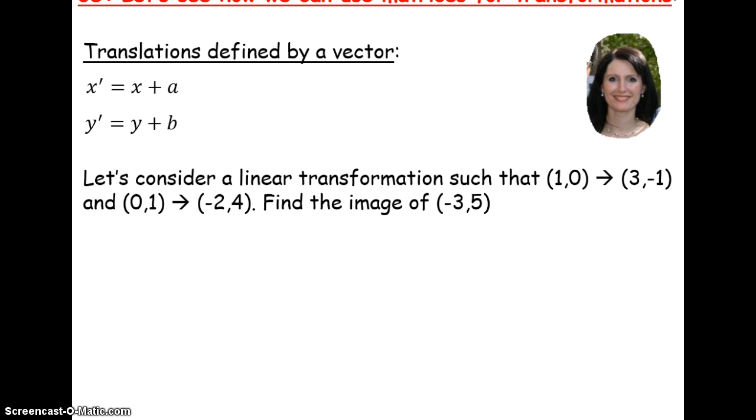They're saying to us, now find the image of another point, so negative 3, 5, which is asking us to say, where does the point negative 3, 5 on the original graph move to once we've done the transformation.